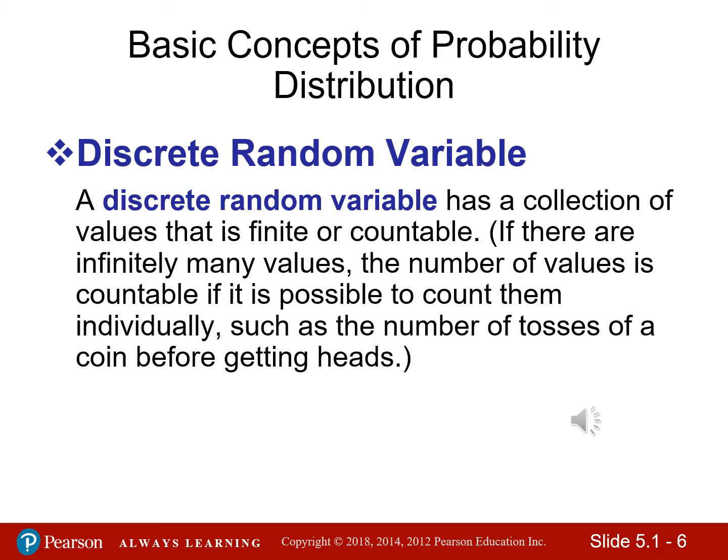A discrete random variable has a collection of values that are finite or countable. If there are infinitely many values, the number of values is countable if it is possible to count them individually, such as the number of tosses of a coin before getting heads. Other examples of a discrete random variable include the values obtained from rolling a die or the grades received on a test out of 10 points.